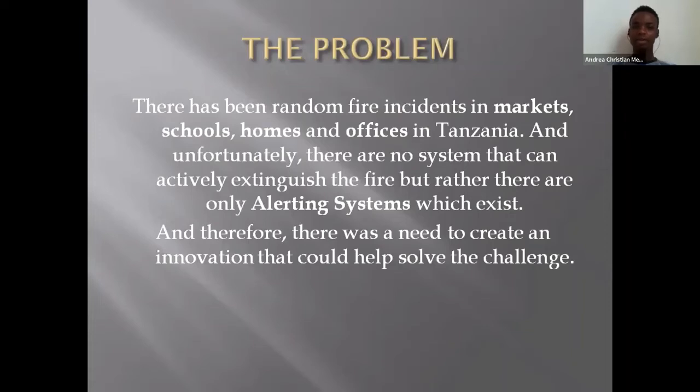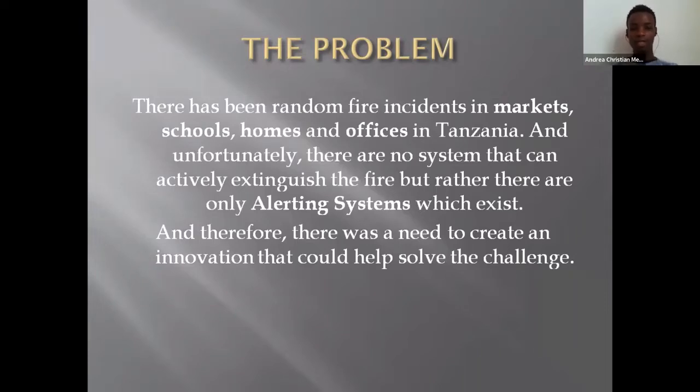There were random fire incidents in markets, schools, homes, and offices in Tanzania. So like just recently, there was a market which is known as Samunge. It had a fire incident. So it's not like it happened once, but there are moments that the fire incident is happening more than once in the same place at the same time.